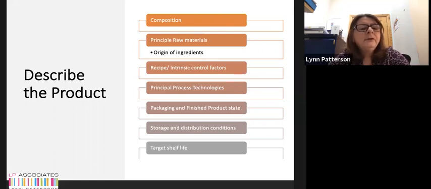Are these capable of removing the hazards, or are my process technologies potentially going to introduce hazards? For example, you could be introducing broken pieces of equipment from machinery into your product. Or if your product is handled by personnel a lot, then you could be introducing hazards from people. How is my product packaged and what's its finished product state?